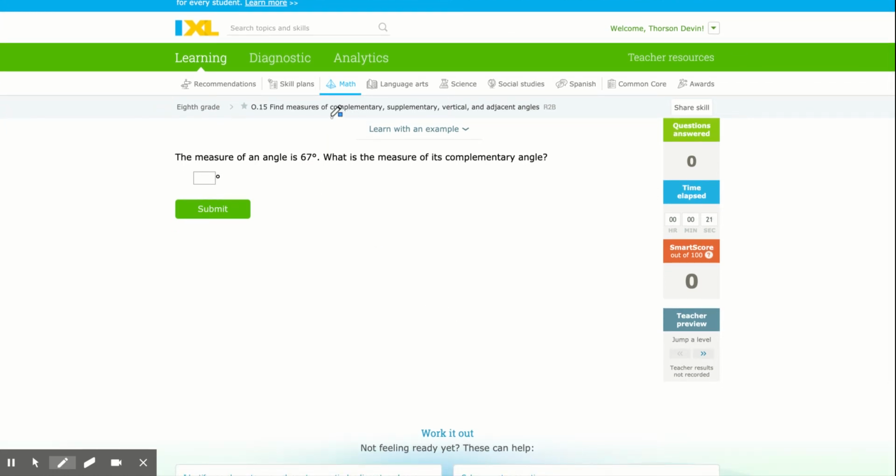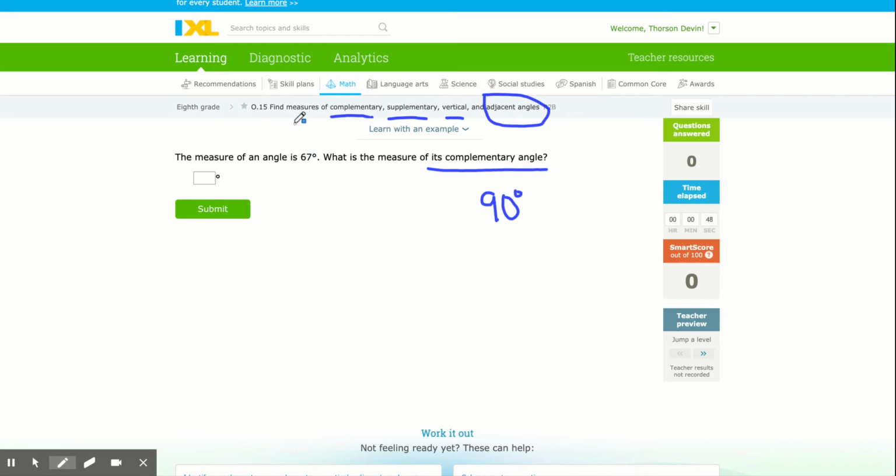Welcome. Today we're going to talk about the properties of complementary angles, supplementary angles, vertical angles, and how adjacent angles relate. Adjacent are a little different because it depends on what the sum of the two is. But complementary, which is the first one we're dealing with, always refers to two angles whose measures add up to 90 degrees.